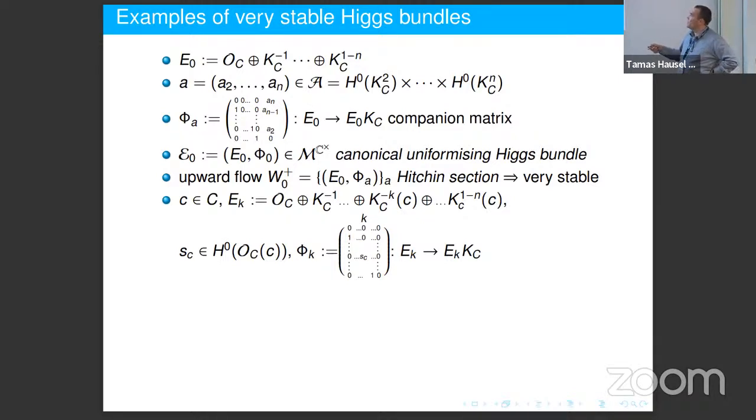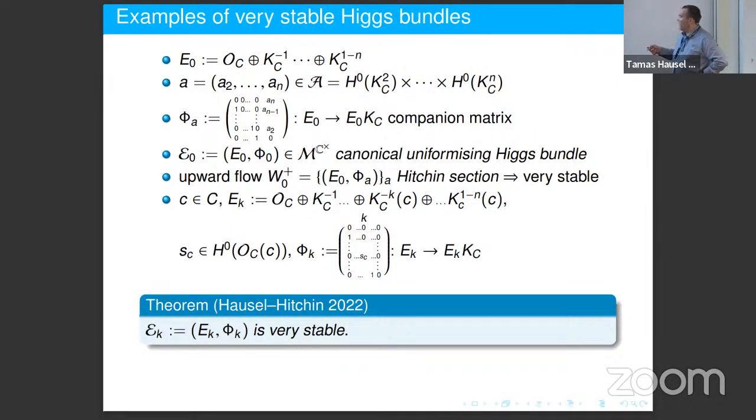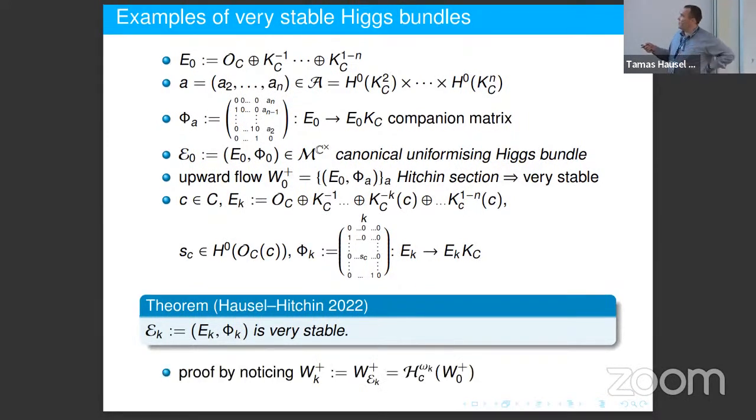And then you can follow it through that this will then define a Higgs bundle on this vector bundle Ek. So that's an elementary modification on the canonical uniformizing Higgs bundle. And our general result with Hitchin in our recent paper shows that this is a very stable Higgs bundle. And in fact, we do it more generally. And so this is somehow the first interesting non-trivial example.